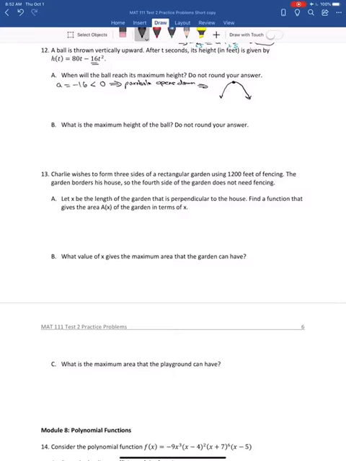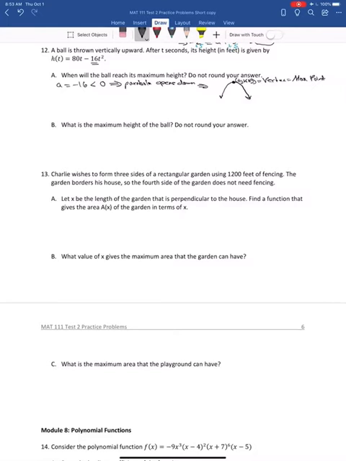And right here would be the vertex, that point here, t, h of t. So there's the vertex of that parabola. Vertex, which equals our max point. All right, so again, t is the x-coordinate, and h of t is the y-coordinate. So again, it asks us the question, when will the ball reach its maximum height?